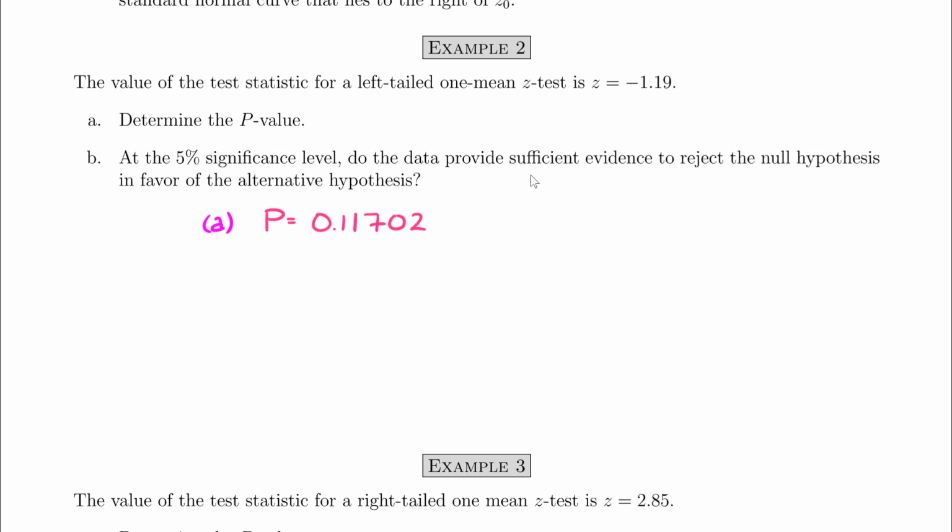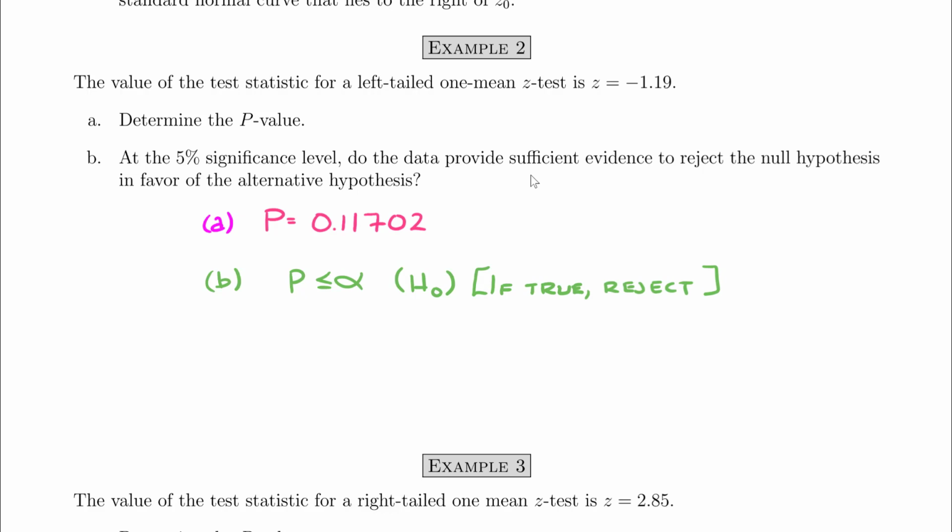For part B, it says, at the 5% significance level, do the data provide sufficient evidence to reject the null hypothesis? So for part B, remember what we're looking at is P less than or equal to alpha. If so, then we reject the null hypothesis. Let me make a note here: if true, reject. If it's false, then we do not reject.